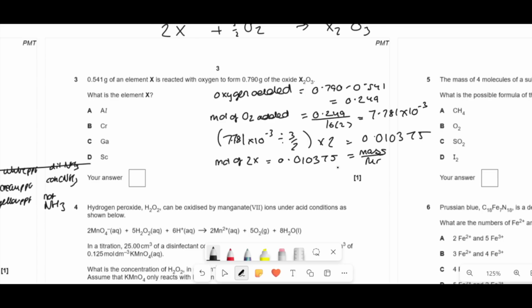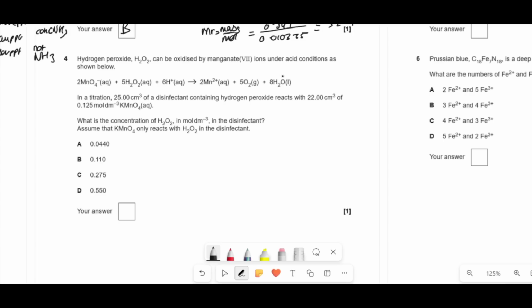So if we have the mass over Mr, we know that Mr equals mass over moles. So it's going to be the mass of this thing, which we've worked out, 0.541, they've told us in the question, over the moles. So that's going to be 0.010375. If we do that, then we get 52.1. And if we look at our periodic table, the thing that has a mass closest to that is chromium, so it's B.